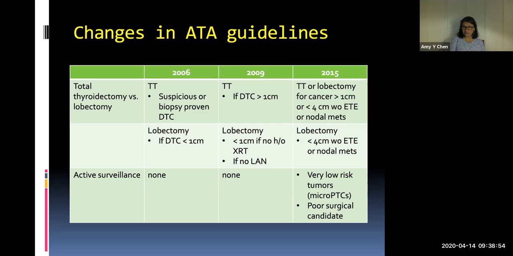The most recent rendition, we've become much more conservative, if you will, with regards to recommending surgery, total thyroidectomy or lobectomy for those between 1 and 4 centimeters. And lobectomy can even be considered for those nodules that are less than 4 centimeters with no evidence of extrathyroidal extension or nodal metastasis. And then we just went through the whole discussion about active surveillance and how that is included in the ATA guidelines.